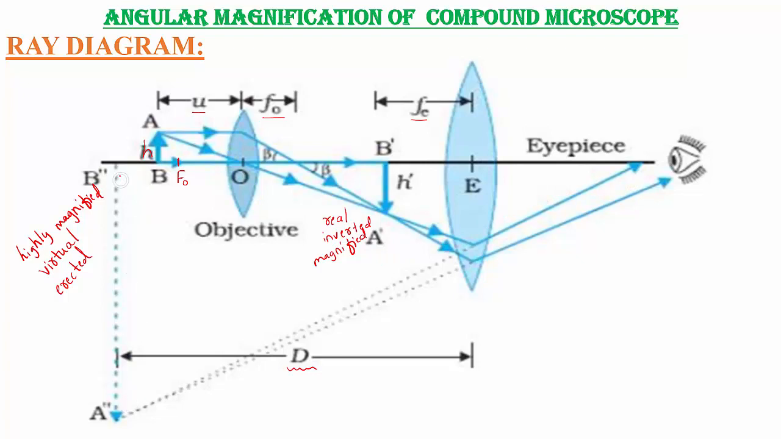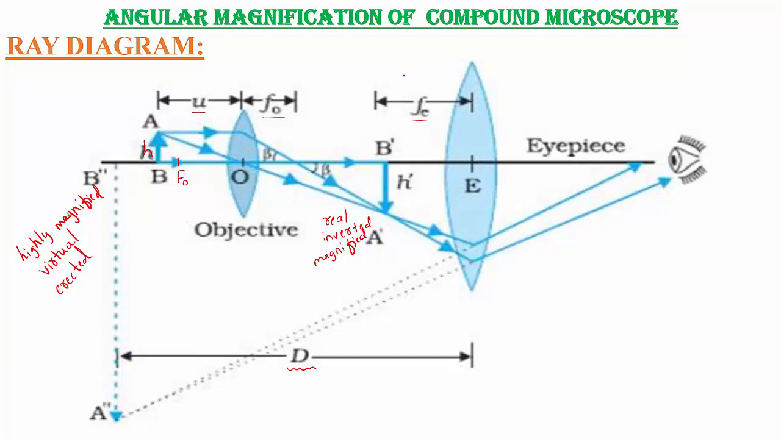So here the final image is formed at the least distance of distinct vision because the compound microscope is under normal adjustment. You can observe here that at the least distance only we can get a highly magnified image, and this is virtual and also erect.